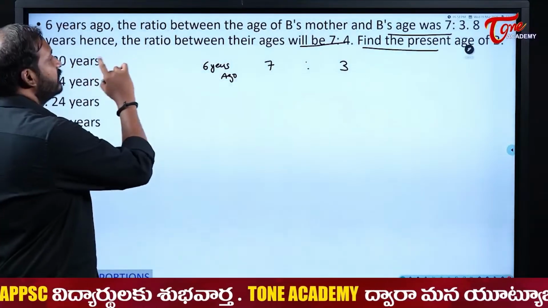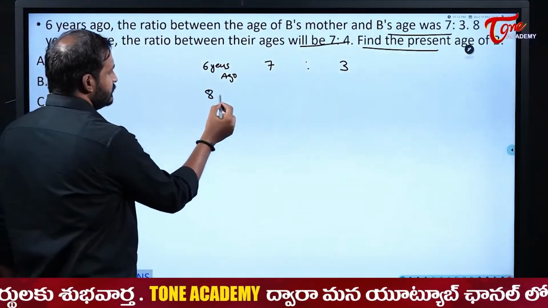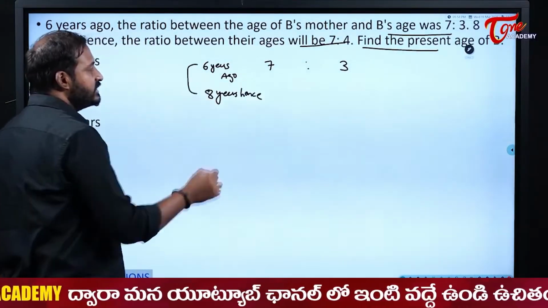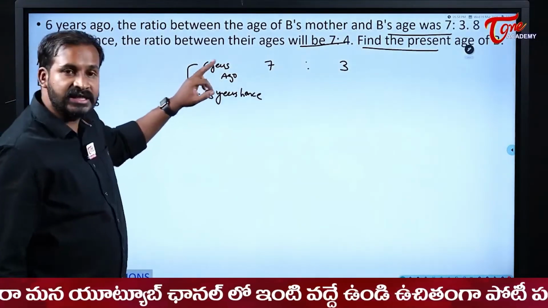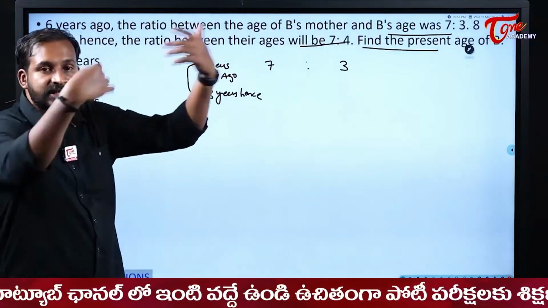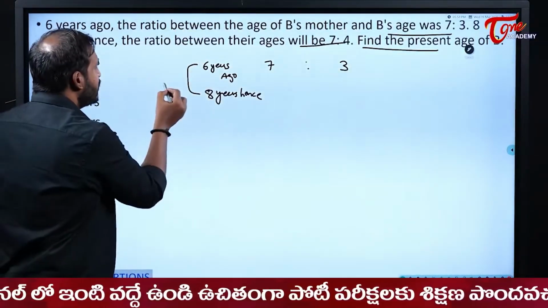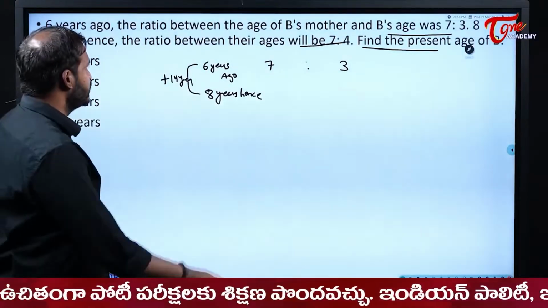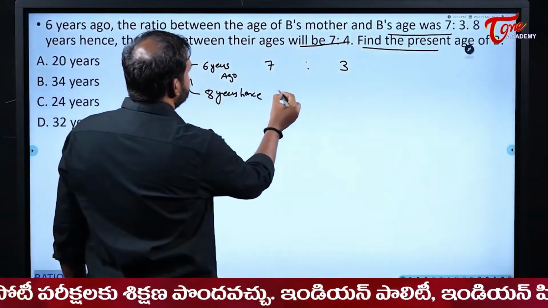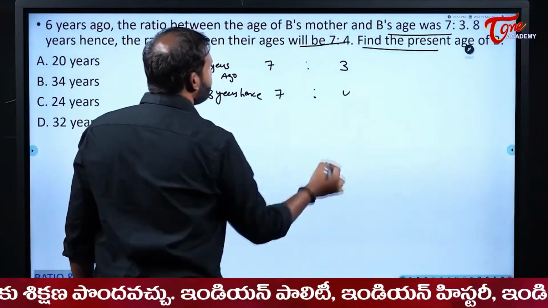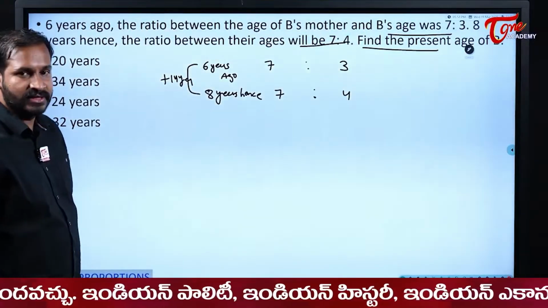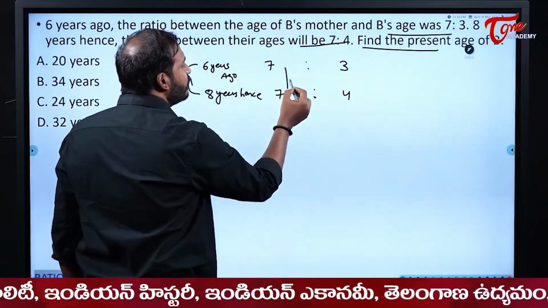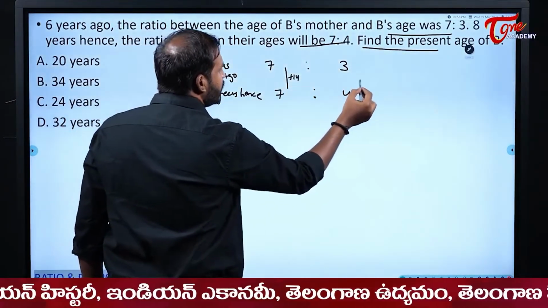Now next, 8 years hence. 8 years hence means from here to here, what is the difference? From present, if you are going from 6 years back, and 8 years hence means forward, so the difference is how much? 14 years. Then the ratio became 7:4. That means actually from here to here, for both the people we are adding 14 years here and 14 years here.